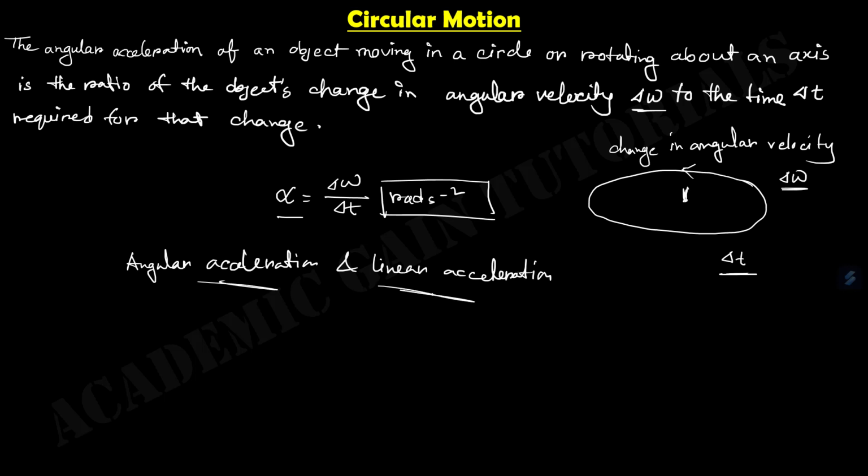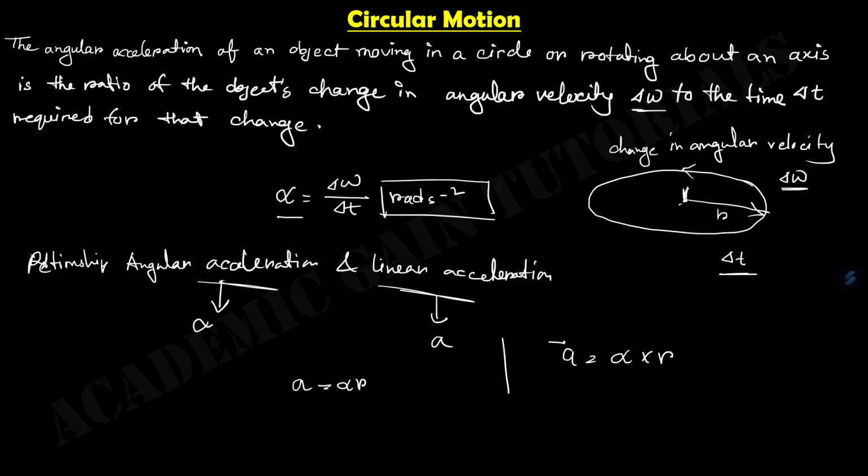So the relationship between angular acceleration and linear acceleration is, if we represent angular acceleration as alpha, linear acceleration as a, and the radius vector as r, we can write a equals alpha r, or in vector form, a equals alpha cross r. This is the cross product of these two vectors, so we will get another vector, which is acceleration.